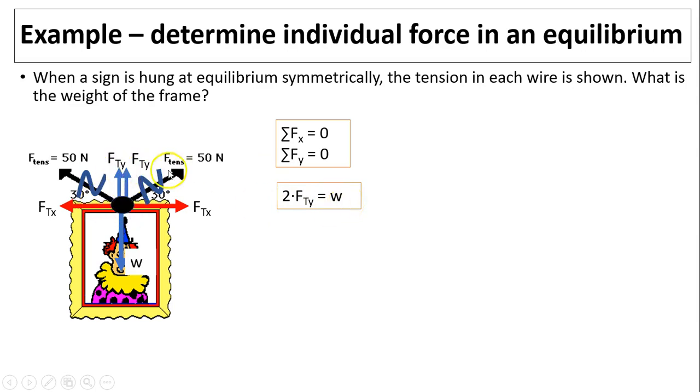How do we find the y component of the tension? The y component is T times sine theta. So 2 times 50 times sine 30 equals w, and we have w equals 50 newtons.